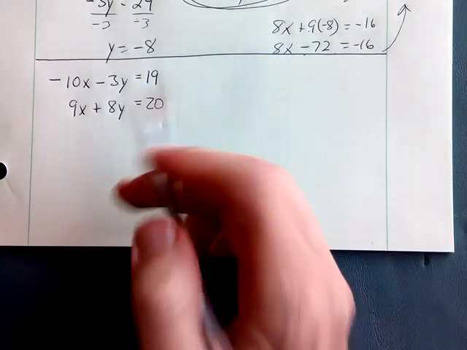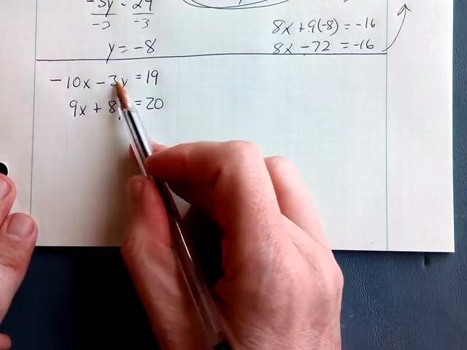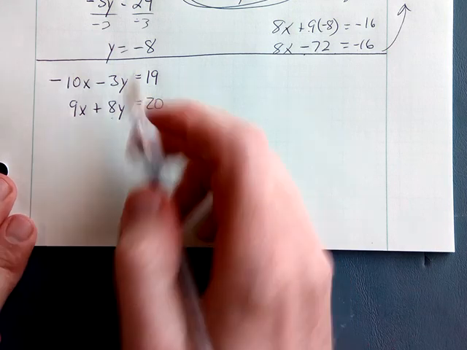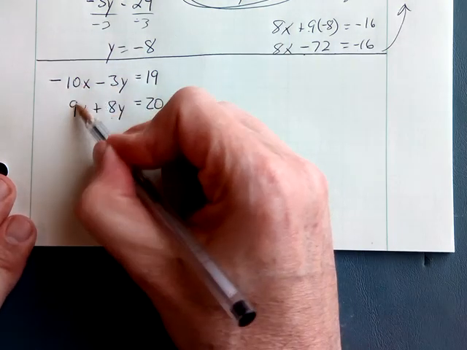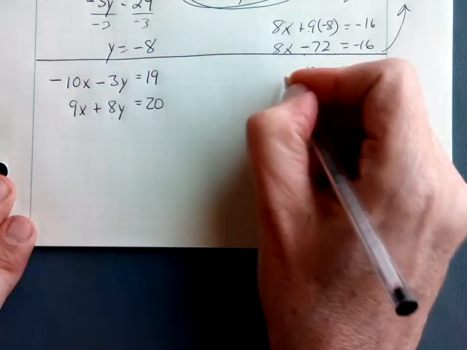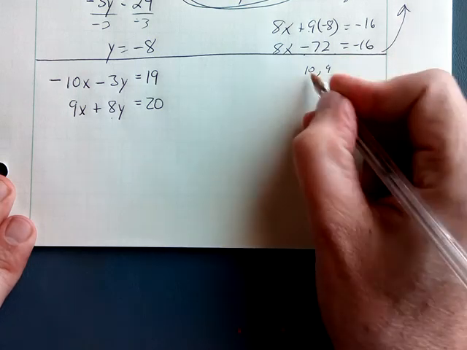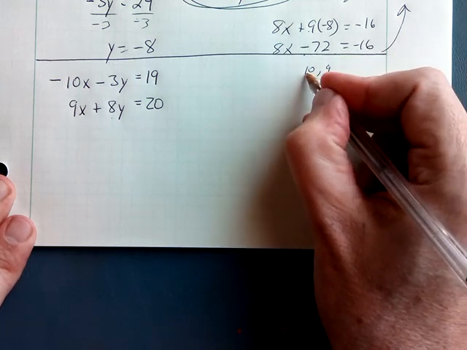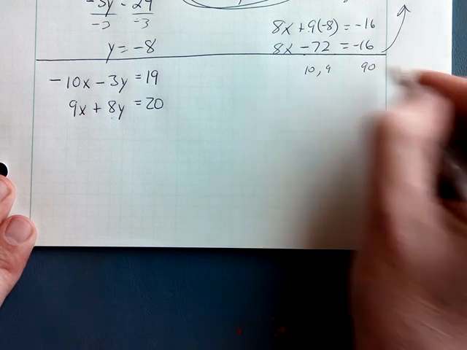Now, if you'll notice here, 10 and 9 aren't the same. 3 and 8 are not the same. So I look at the two numbers in front of the x, the 10 and the 9, and I go, what's its least common multiple? Well, the least common multiple between 10 and 9 is 90.